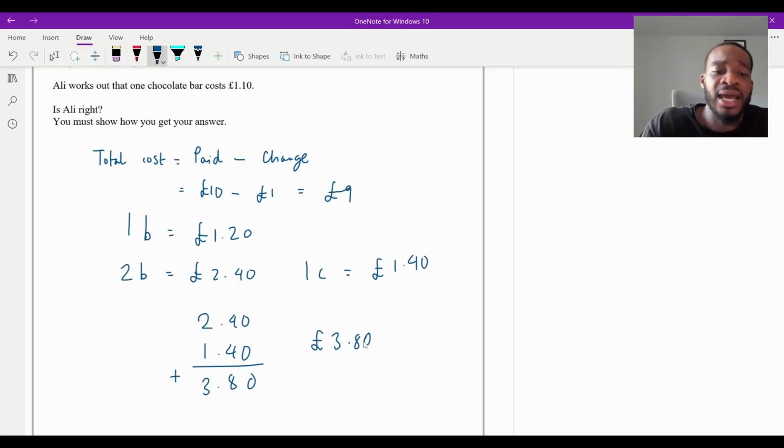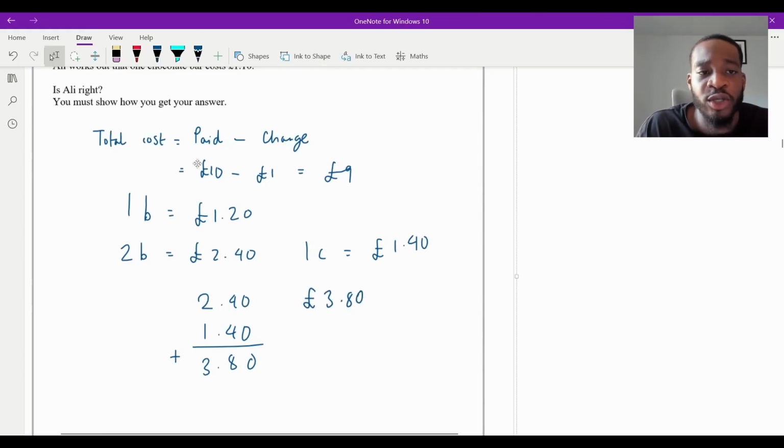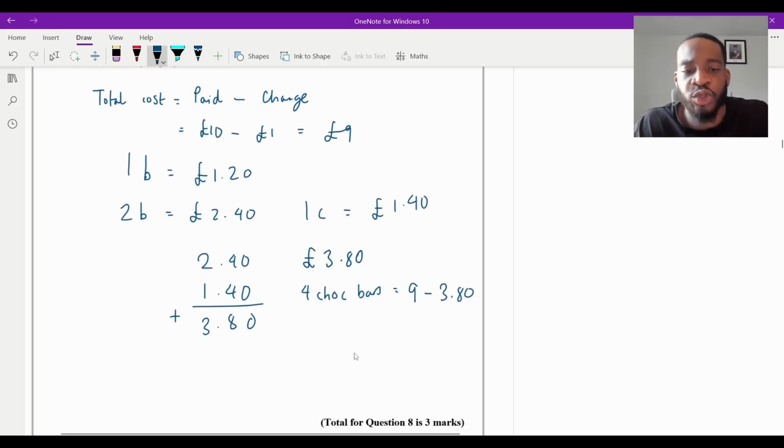That means the remaining amount out of this £9 that he paid must be the cost of the chocolate bars, right? So what we're going to do now to figure out how much the chocolate bars cost is by working out how much all 4 of them were. So we're going to say that the 4 chocolate bars will equal, well, we know we have £9, so we're going to do £9 and take away that 3.80, and that will give us the remaining money for the 4 chocolate bars.